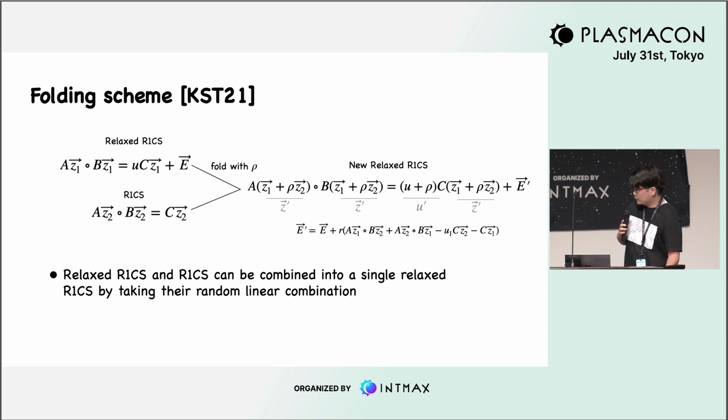And let's consider taking a random linear combination of the two R1CS instances. Let's call this random value rho. So we can create a new Z by combining Z1 and Z2 by rho. And in this way, by adding the extra terms U and E, we can absorb the cross terms and the result becomes also an R1CS, a relaxed R1CS. We call this operation folding.